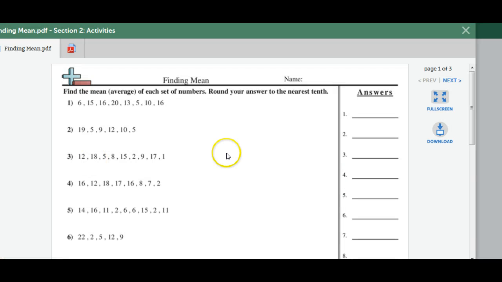Next day, the students are working on their own on a sheet called Finding the Mean, where they're just given a series of 6 to 8 numbers, and they have to find the mean. And the students are asked to show their work.